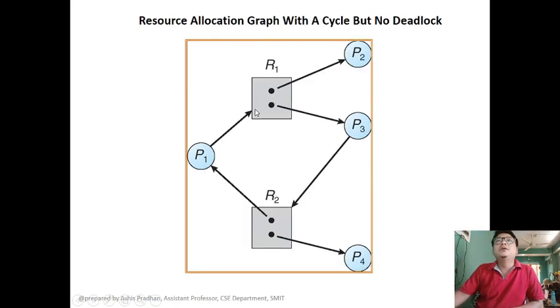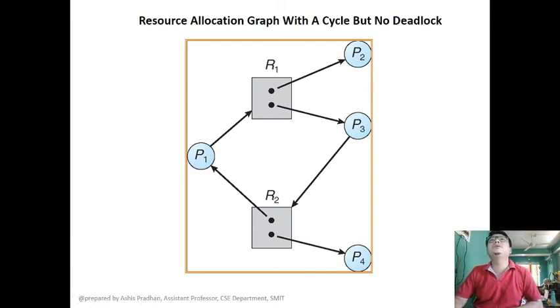You can see in this example there is a cycle. P1 arrowhead going to R1, from R1 going to P3, from P3 going to R2, and R2 going to P1. So there is a cycle, but there is no deadlock, because once P2 completes its task, this resource will get released, which can be assigned to P1, and that's how we can break the cycle.